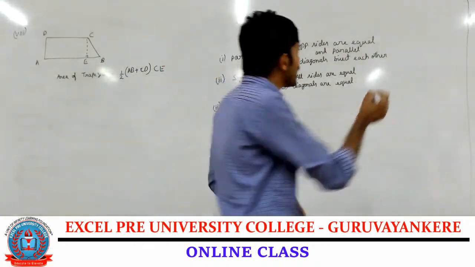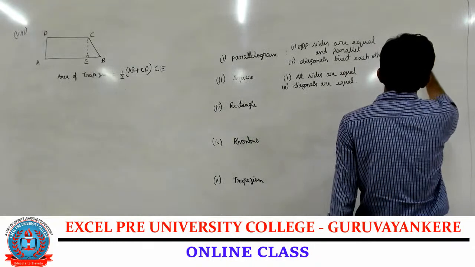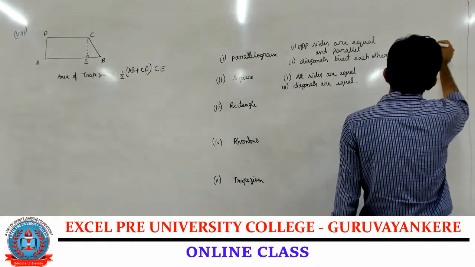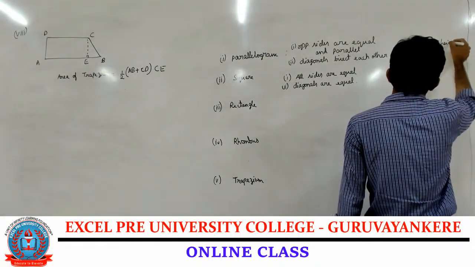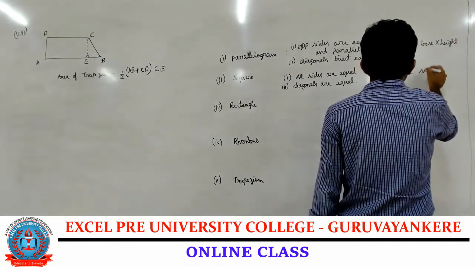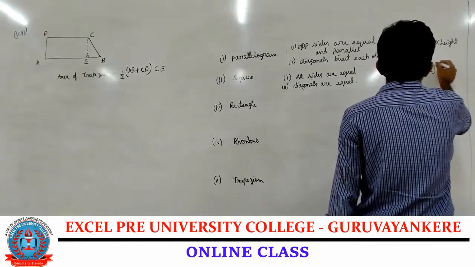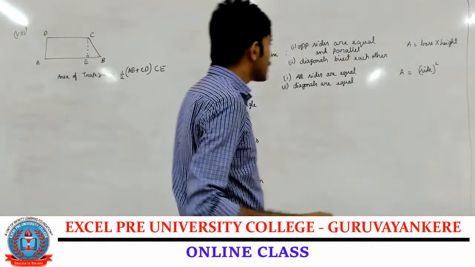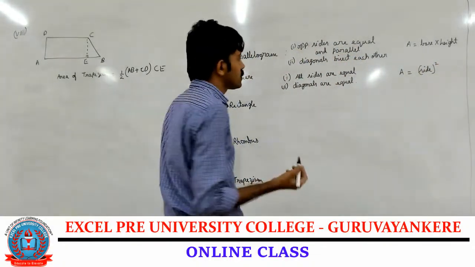If you want to find the area of the parallelogram, it is base into height. The area of the square is side square.